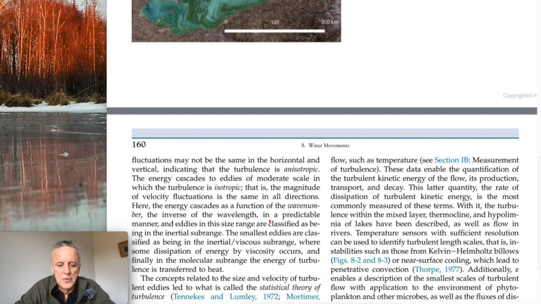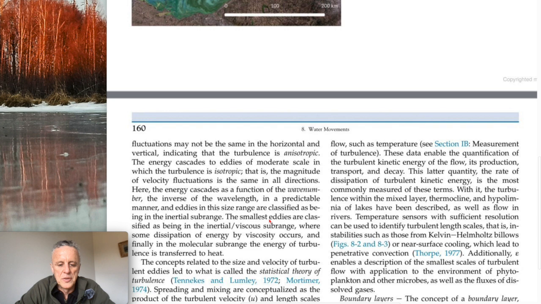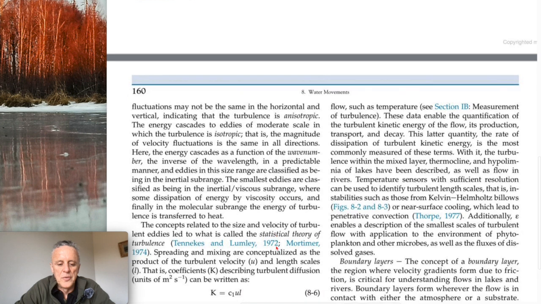So the energy cascades to eddies of moderate scale in which the turbulence is isotropic, that is, the magnitude of velocity fluctuation is the same in all directions. Here, the energy cascades as a function of the wave number, the inverse of the wavelength, in a predictable manner, and eddies in this size range are classified as being in the inertial subrange. The smallest eddies are classified as being in the inertial viscous subrange, where some dissipation of energy by viscosity occurs, and finally in the molecular subrange, the energy of turbulence is transferred to heat.